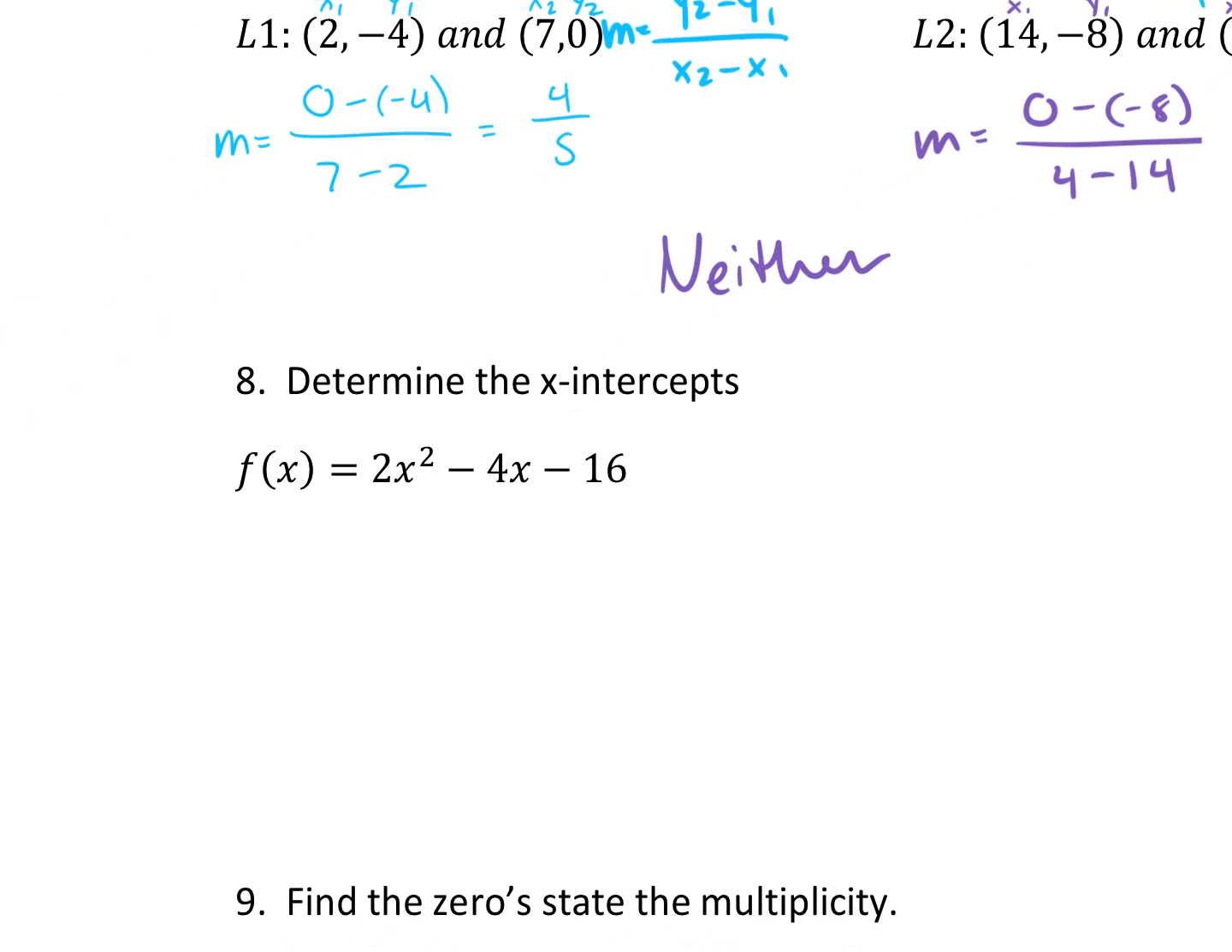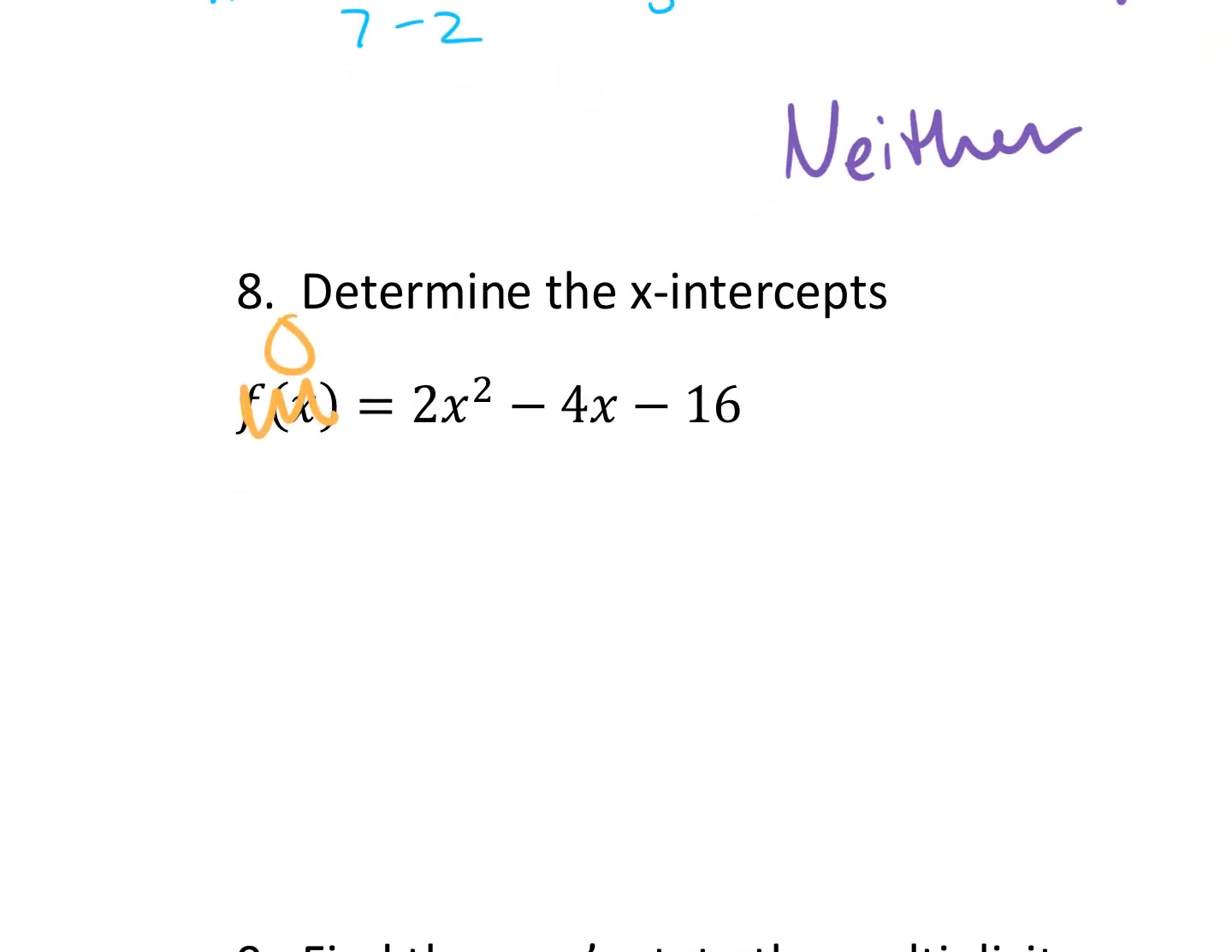For 8, to determine the x-intercepts, we make y 0, and then we solve. So here I'm going to have to factor, but what should I do first? Take out the GCF. So I'm going to divide everything by 2. When your GCF is just a number, you can get rid of it because 0 divided by 2 is just 0 still. So I have x squared minus 2x minus 8.